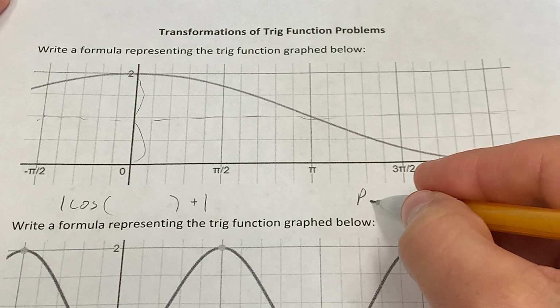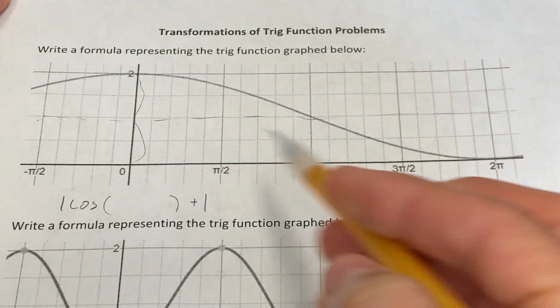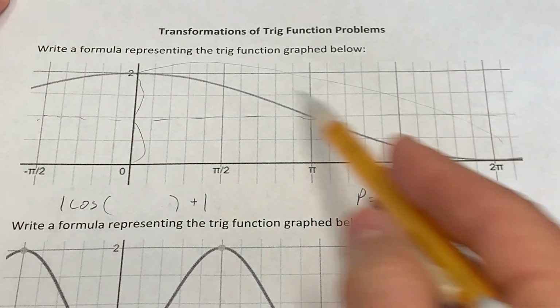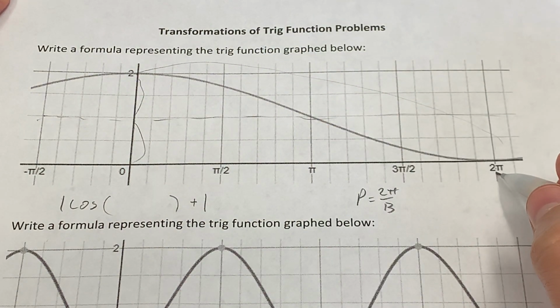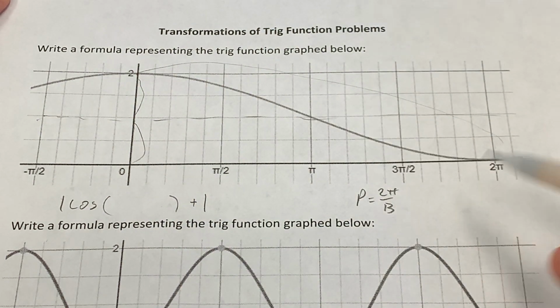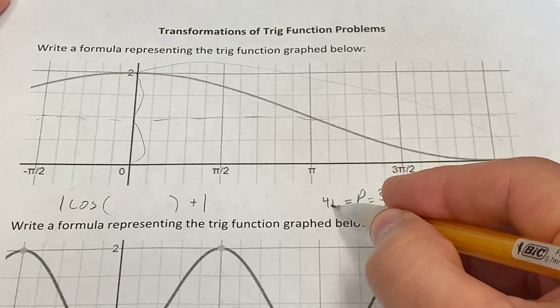But my period, remember, is 2 pi over b. Well, what's my period here? Notice you can't actually see a whole period, but you can see half a period. Half a period is 2 pi here. Peak to trough, then trough to peak is another 2 pi. So the period is going to equal 4 pi.